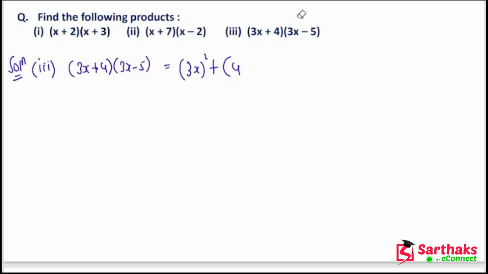Let us write like that only. (a + b) of x plus ab, that is 4 into minus 5. And what is x? 3x. So that is how you will arrange it.